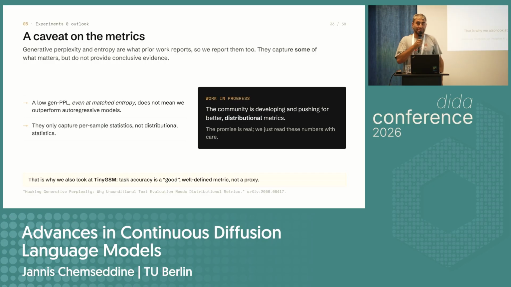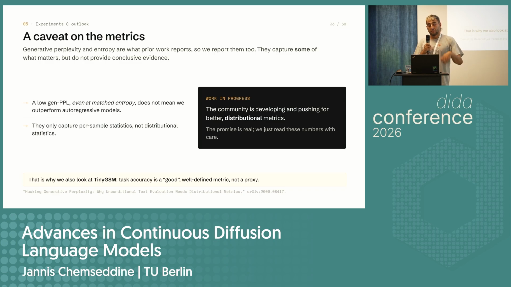Now, a caveat on the metrics. This only looks at samples. It does not look at the distribution of samples, right? You're generating like 1,000 sentences, but each time you look at one, score it, and look at the diversity, and then you basically average those scores. But it doesn't look at whether the 1,000 sentences you produced are diverse between each other, for example.